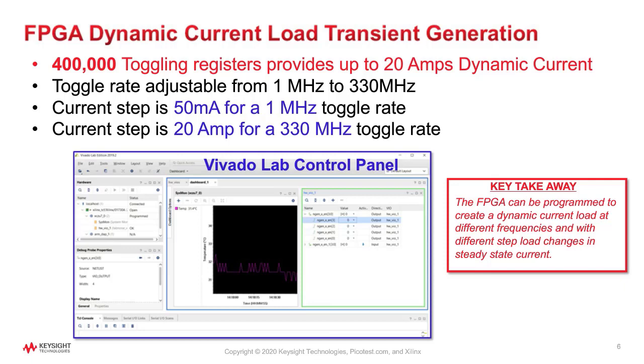At 1 megahertz, the step load steady-state change in current is only 50 milliamps, while at 330 megahertz, the steady-state current increases by 20 amps. The control is done using the Xilinx Vivado Lab Control Panel software, shown here running on a laptop. It uses a serial USB connection to communicate with the FPGA on the ZCU104 evaluation board. The control panel cannot directly measure the current, but it can read the temperature, which provides an indirect indication of a change in steady-state current.